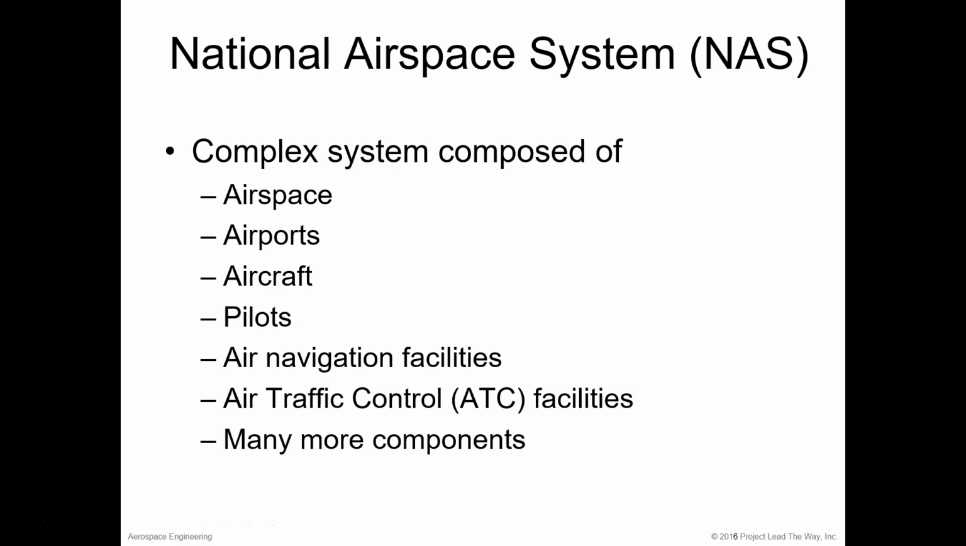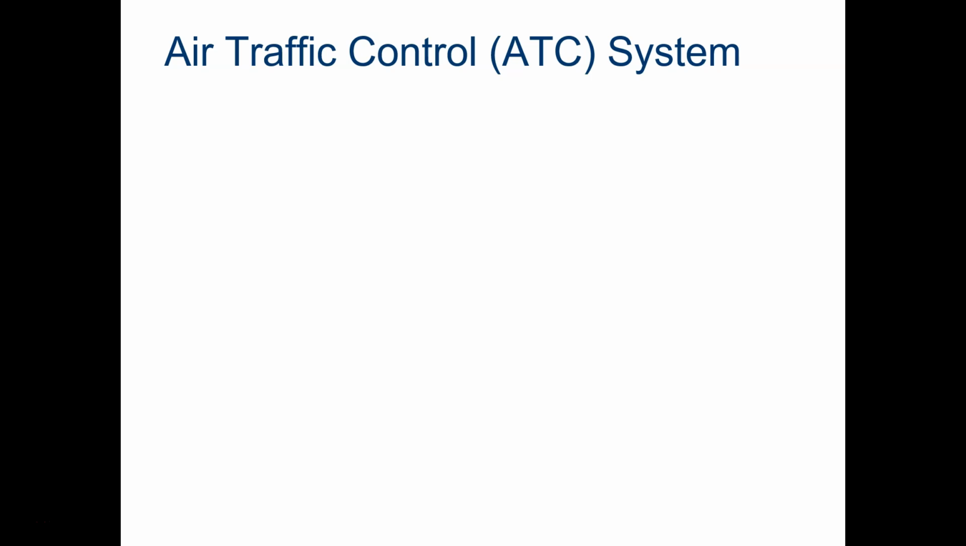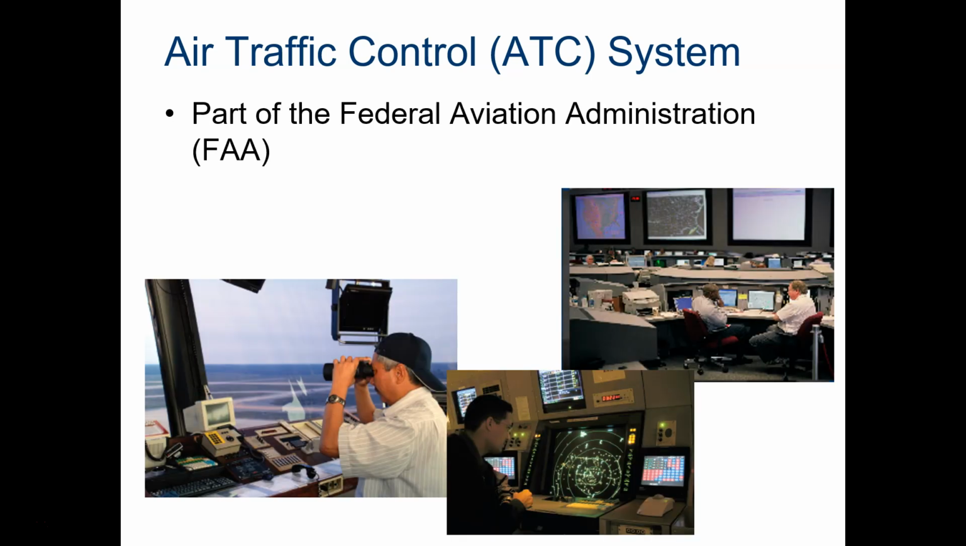So the National Airspace, or NAS, is composed of a lot of different things. It has airspace, which we'll talk a little bit about, airports, aircraft, pilots, navigation facilities and equipment, and so on, and a lot of other things. So let's take a closer look at what the FAA does for air traffic control.